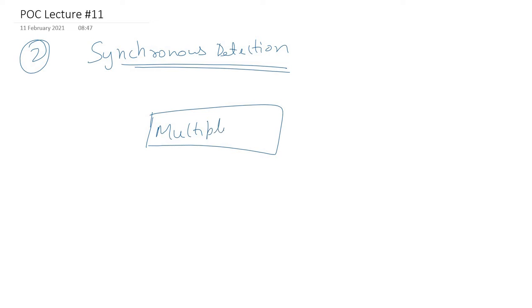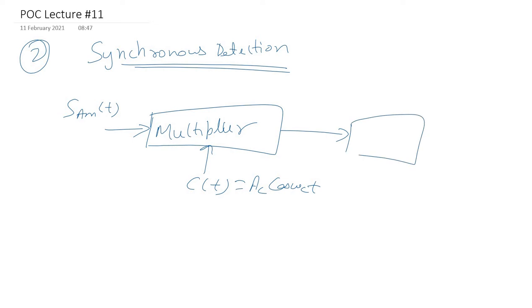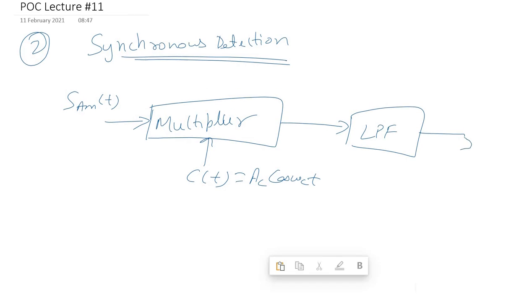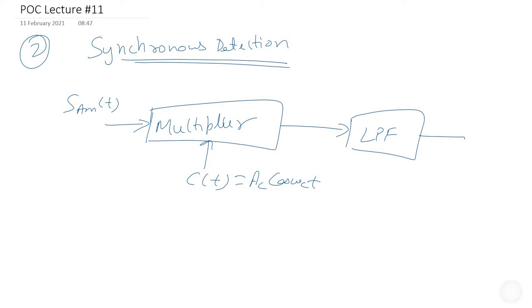So we have a multiplier as the first block, which multiplies your AM signal with the locally generated carrier signal c(t), that is Ac cos omega c t, and the output of this multiplier is passed through a low pass filter. The cutoff frequency of this low pass filter is set equivalent to the maximum frequency component present in the signal, and the expected resultant is your message signal.